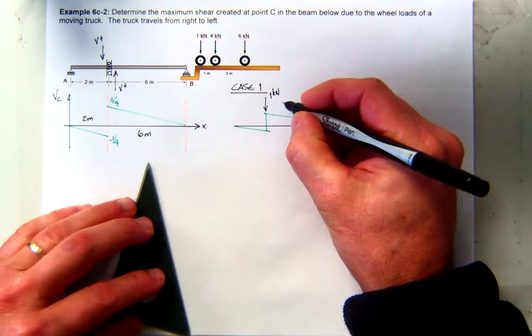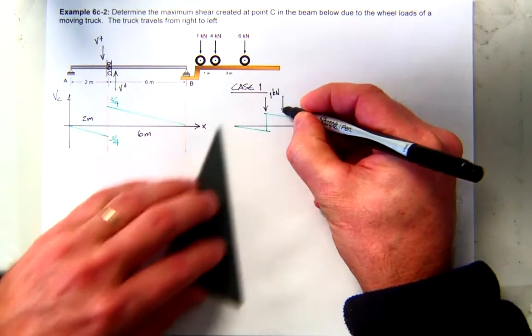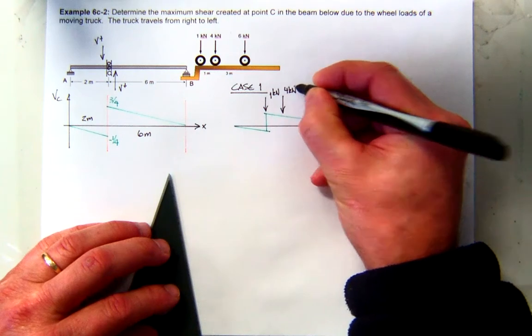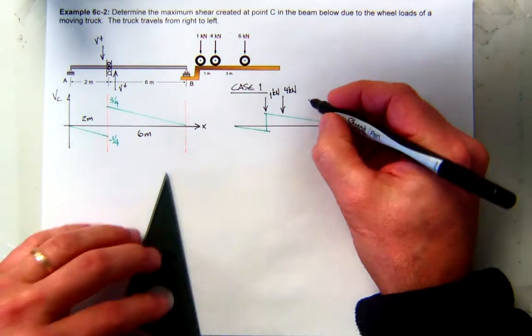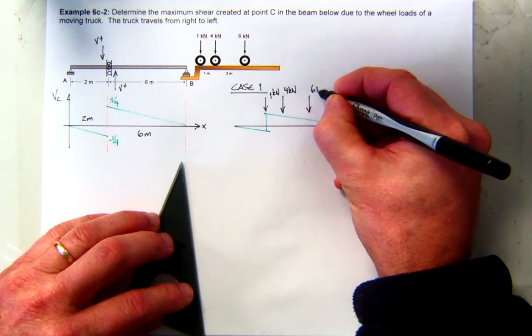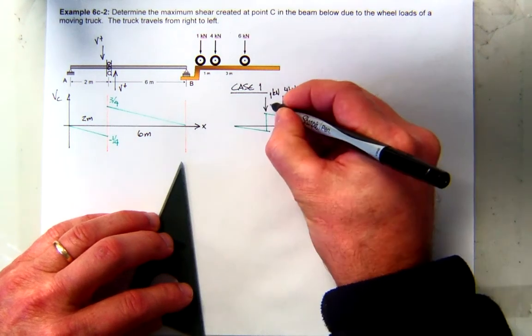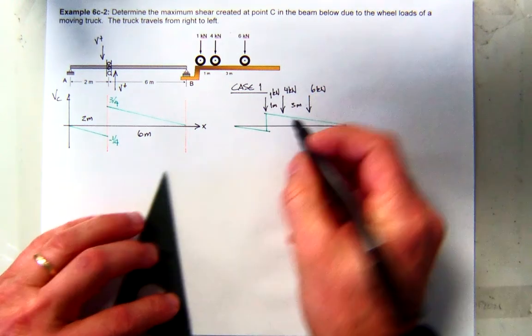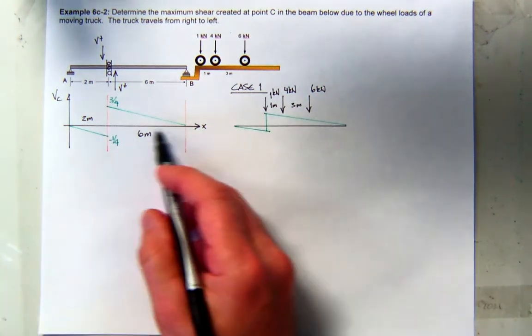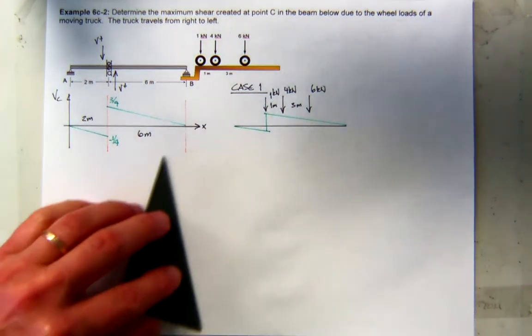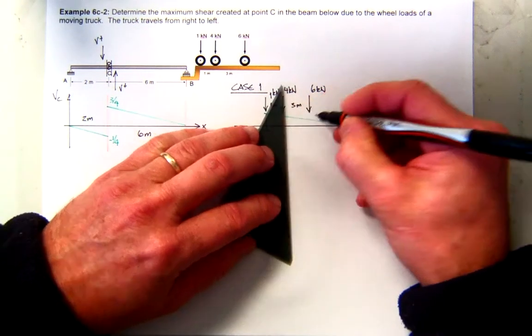And then 1 meter back is the 4 kilonewton load. And then 3 meters back is the 6 kilonewton load. So that's 1 meter and 3 meters, so that's a total of 4 meters, so they're all on the structure. So I'm going to need 3 different values here.